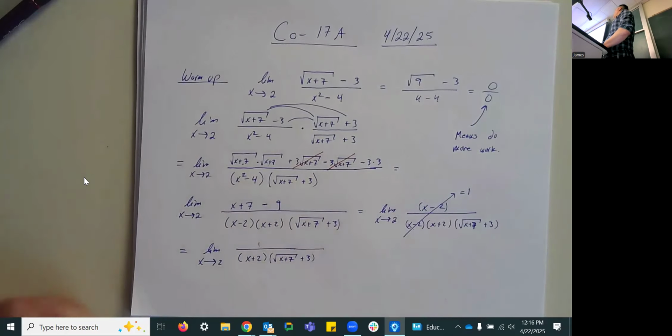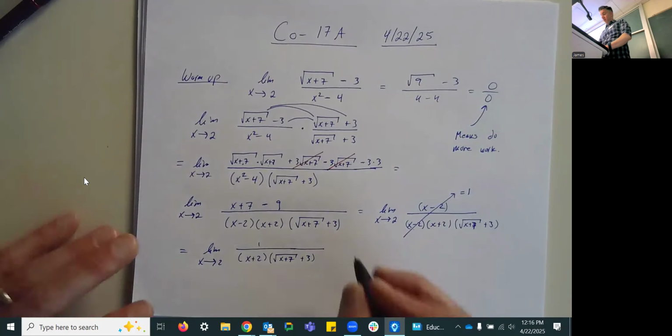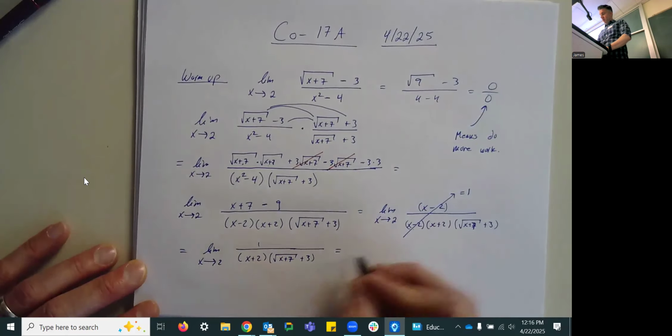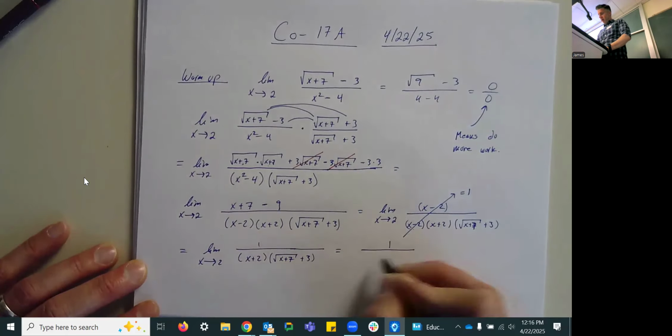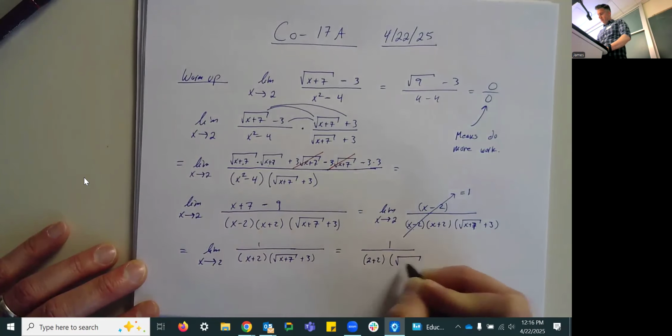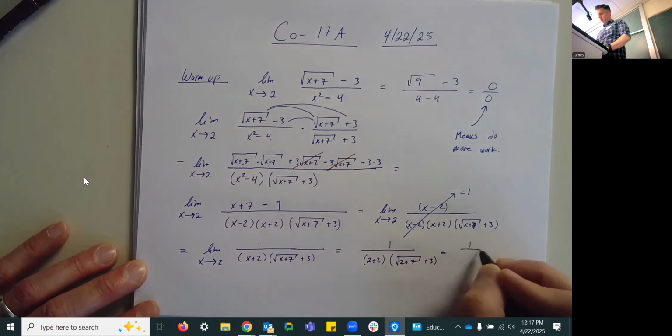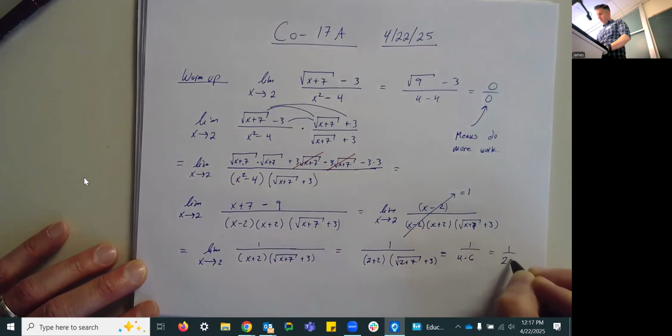Now is an excellent time to at least check and see, can we just substitute in what x is approaching to get a final real value? And we can. We substitute in x equal to 2. We're going to get 1 divided by 2 plus 2 times parentheses the square root of 2 plus 7 plus 3, which ends up being 1 over 4 times 6, which is 1 over 20.